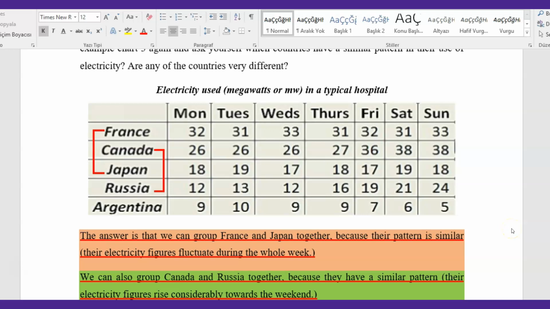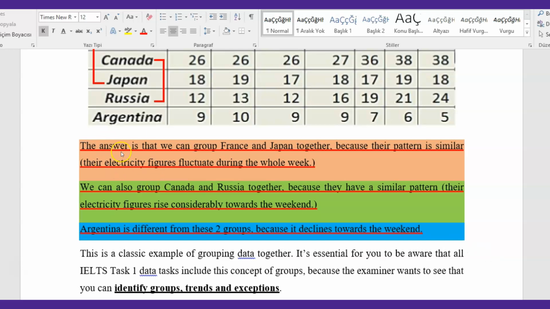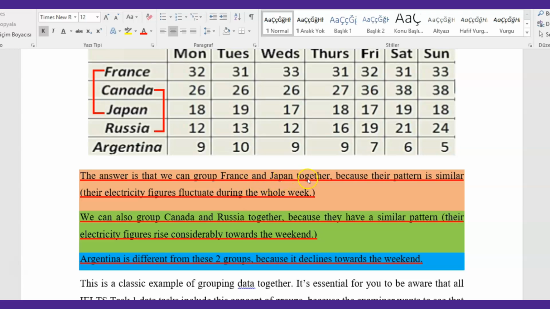Now we know how we should group the data. The answer is that we can group France and Japan together because their pattern is similar. Their electricity figures fluctuated, going up and down during the whole week. We can also group Canada and Russia together because they have a similar pattern. Their electricity figures rise considerably toward the weekend, an increasing pattern. Argentina is different from these two groups because it declines towards the weekend.